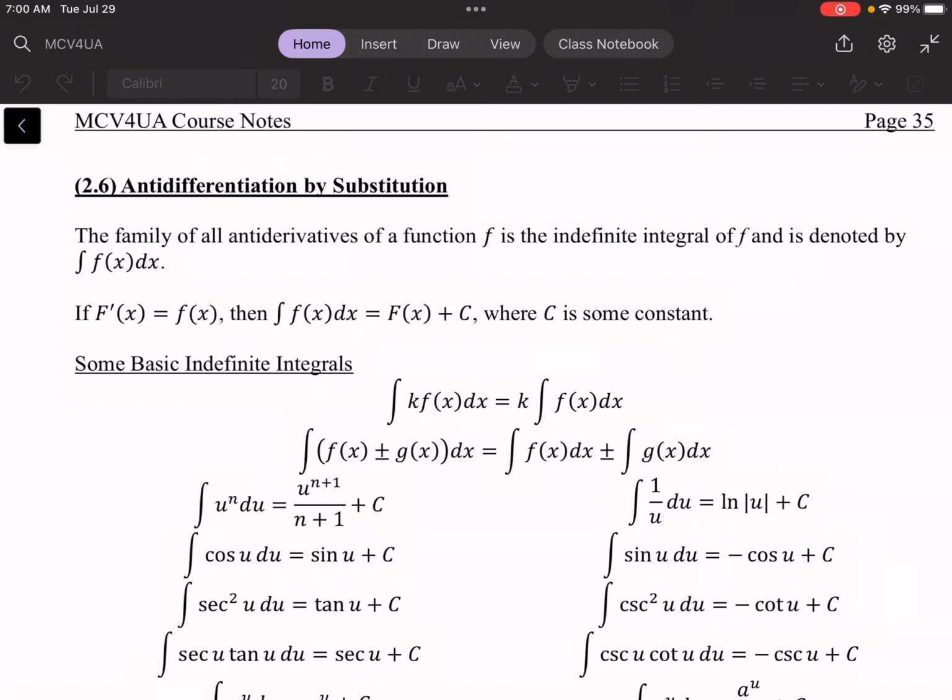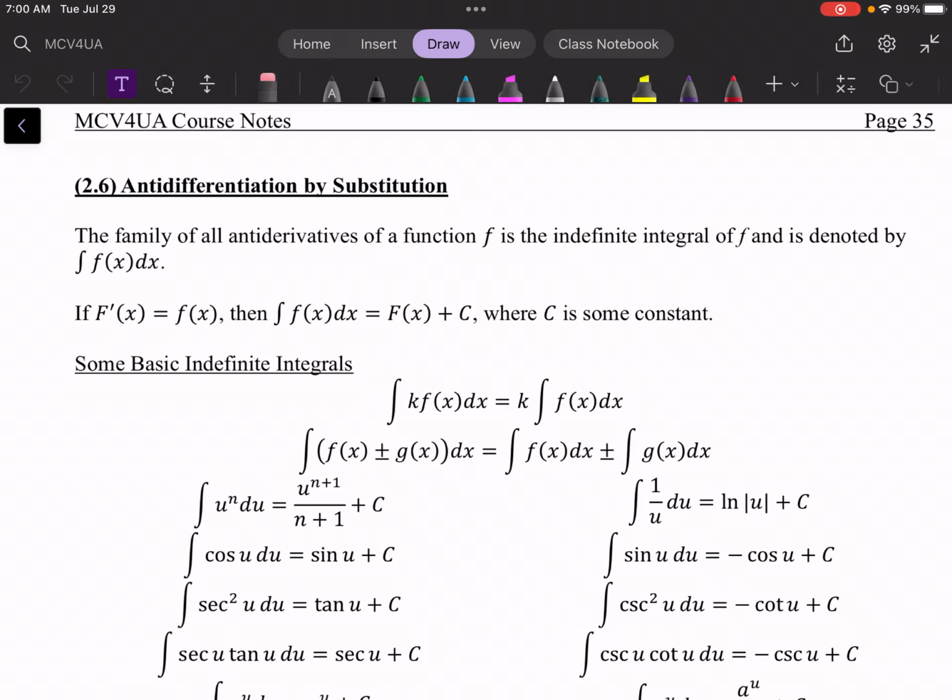Hello and welcome to lesson 2.6, anti-differentiation by substitution. As we've seen so far, antiderivatives are directly linked to integrals and how to solve them. Today we're going to talk about using a different method to solve some of these integrals.